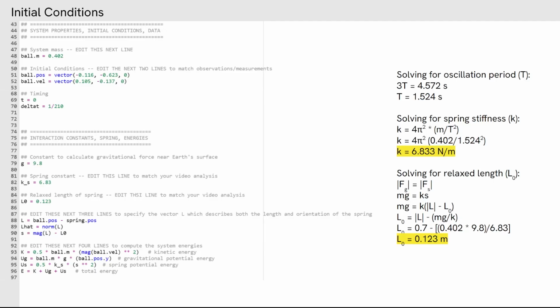The weight of the spring mass is 0.4 kilograms, and the initial position and velocity were calculated using the first frame step in Tracker. The initial conditions also include the spring constant and its relaxed length, which were solved, shown to the right. The system energies are computed between kinetic energy, gravitational potential energy, and spring potential energy.